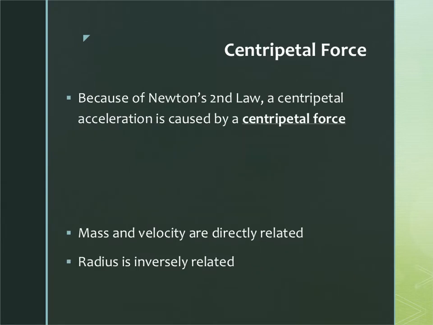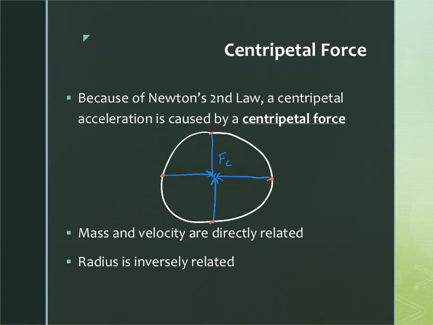Likewise, we have centripetal force. Because of Newton's second law, where a net force causes an acceleration, the fact that we have an acceleration means we have a net force. And that net force is called centripetal force. So just like centripetal acceleration, the centripetal force is also directed towards the center. So all of these vector arrows directed towards the center, they all represent centripetal force, F of C.